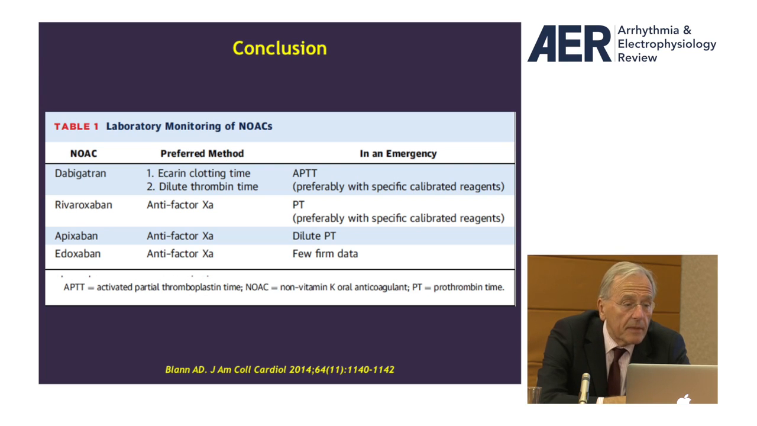For rivaroxaban, ideal is the anti-10A activity, and in emergency room situations, the prothrombin time may estimate more or less the activity of the drug in the plasma. And apixaban, I told you, anti-factor 10A activity, of course, is the best we have, but not available in many places. And then you may use the dilute prothrombin time. For edoxaban, we have too little data to give any advice.